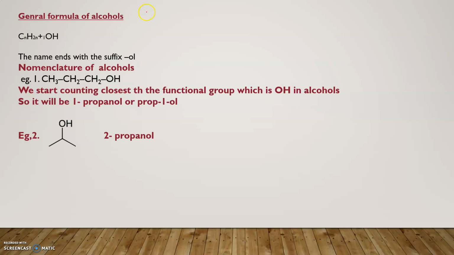Imagine that n equals 3. So it's C3H2 multiplied by 3 plus 1, and OH. So this will lead to C3H, 2 multiplied by 3 plus 1, so it's 7, OH. So here we have 3 carbons. What is the name of the third member of the homologous family? So this is propanol.